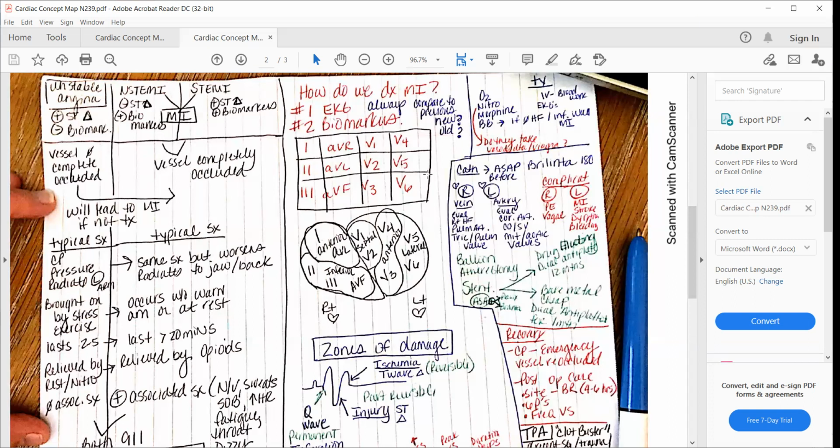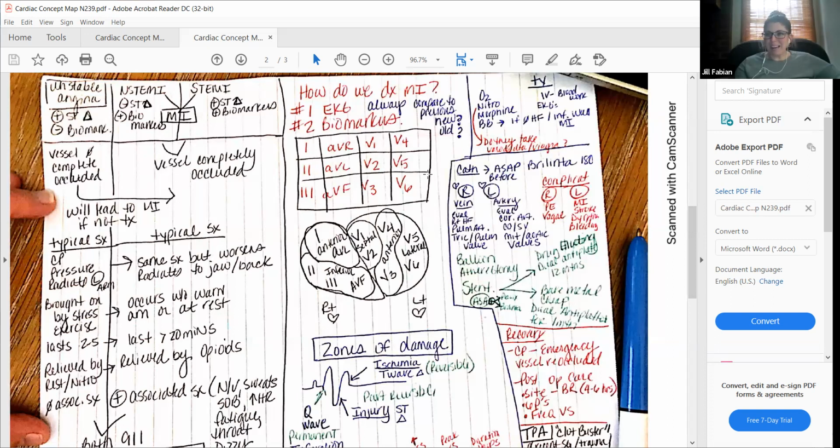So with the biomarkers, is it the CKMB and the troponin? Correct. Okay. Yep.